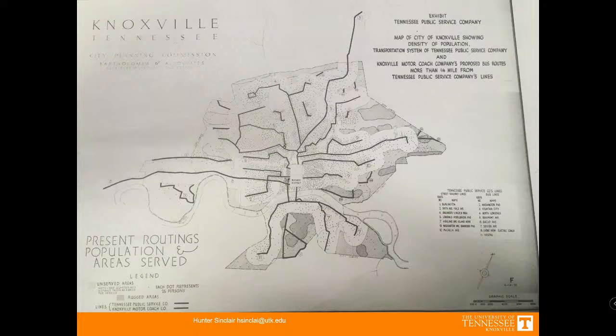You can see just 100 years ago in 1920, the population density around a transit stop. The entire city of Knoxville was within a walking buffer of a transit stop, other than some of these unserved areas out here on the periphery. With very few people, the bulk of Knoxville's population and jobs were all accessed by streetcars.